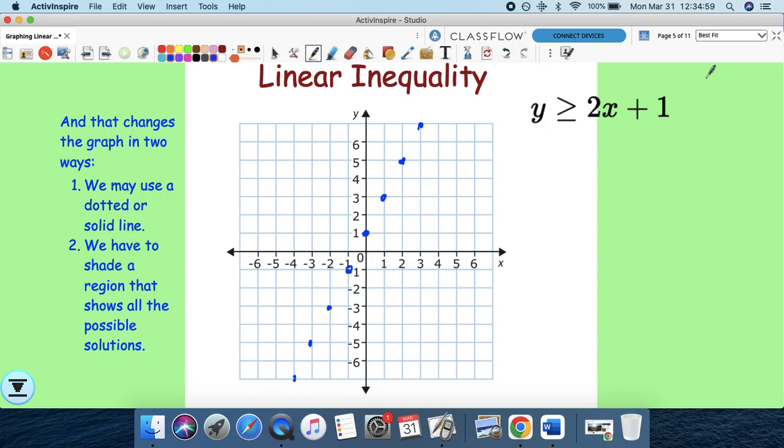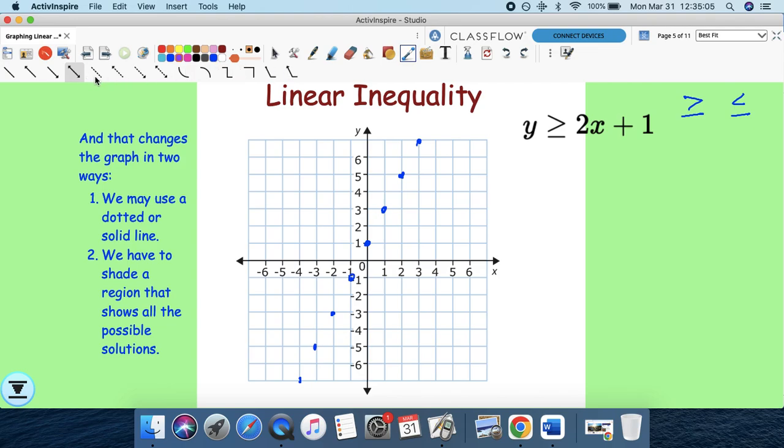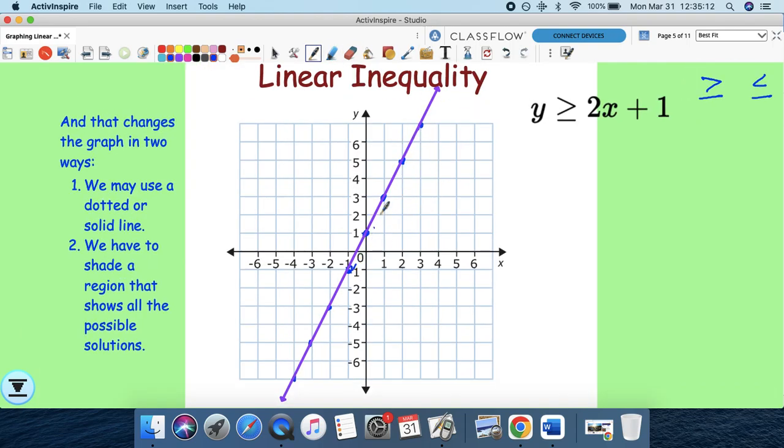So if it's a greater than or equal to or less than or equal to symbol, right? What kind of line are we going to use? We're going to use a solid line right here. That's a solid line, right? So we already know that points on that line made that equation true. So it's going to make this inequality true as well.